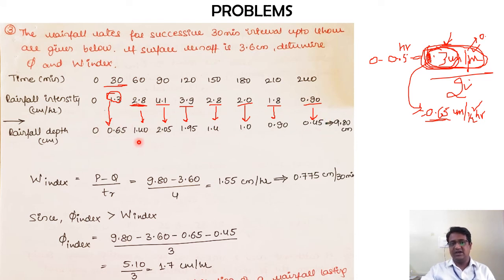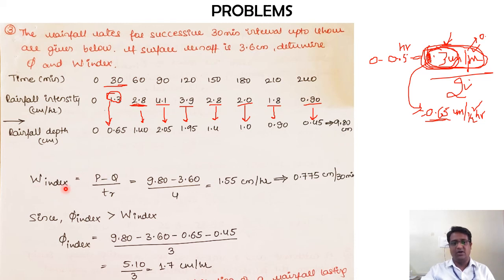Now if you add up all these sections, you will get the total amount of rainfall that has occurred over a period of 4 hours. So 0, 0.65, 1.4, 2.05, 1.95, 1.4, 1, 0.9, 0.45. Addition of all of this comes out to be 9.8 centimeters. So this is what we require to put over there.